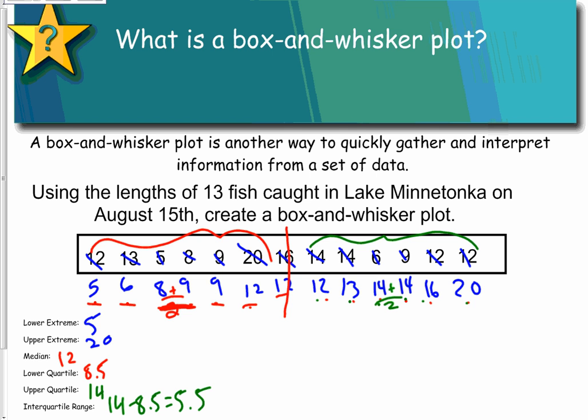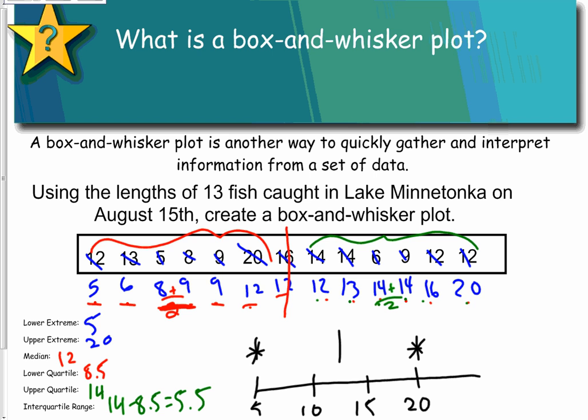So now we use this information to make our box and whisker plot. Okay, so we set up a scale along the bottom. So we go 5, 10, 15, 20, and that's all the farther we need to go. So the lower and the upper extremes, you put whiskers or you put stars. Your lower quartile, upper quartile, and median, you put bars there. So the median is 12, lower quartile 8.5, upper quartile 14. There's your box and whisker plot for that set of data.